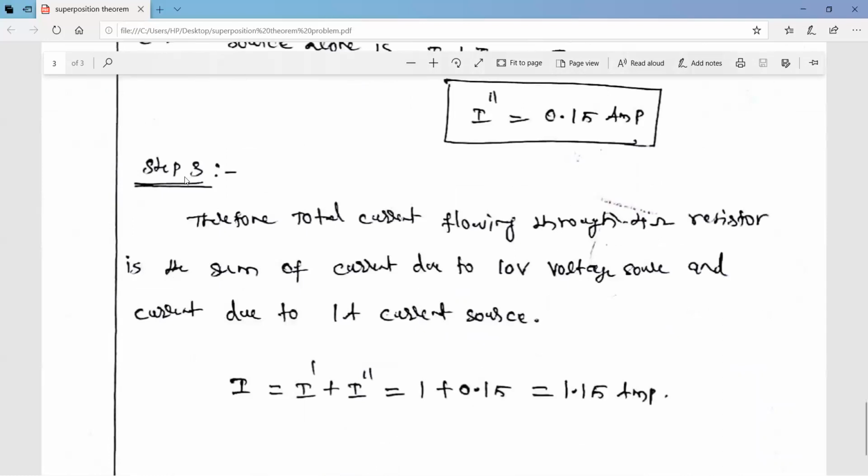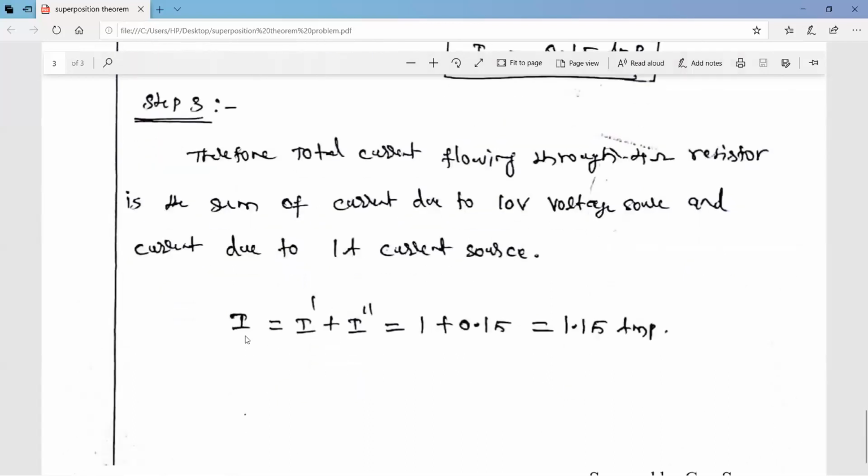So the step number 3. What is step number 3? The total current flowing through the 4 ohm resistor. It is the addition of the current flowing through the 4 ohm resistor due to the 10 volt voltage source as well as the 1 amp current source. Okay, the total current, the actual current flowing through the 4 ohm resistor, equals I dash plus I double dash. So the I dash value we derived as 1, and the I double dash value we derived as 0.15. So you just add, and the answer is 1.15 amps.